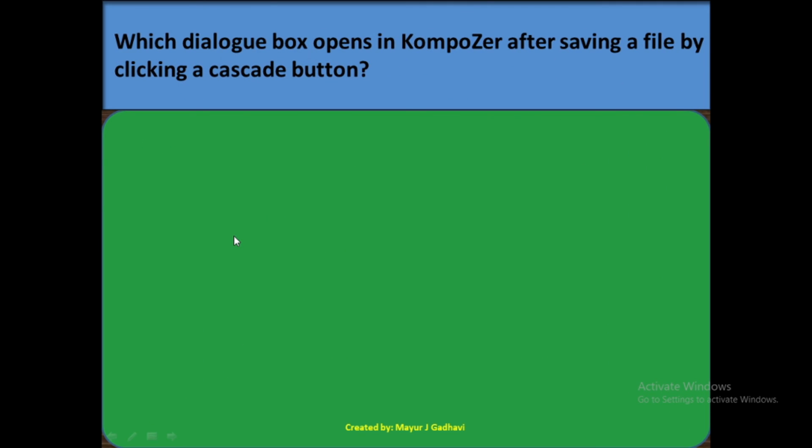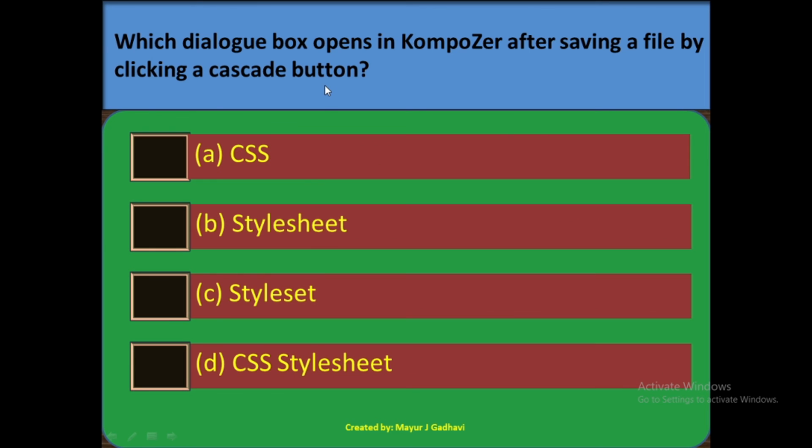Next question, which dialog box opens in Composer after saving a file by clicking the cascade button? Now we have saved our file and we are clicking on the cascade button. The options are CSS, style sheet, style set or CSS style sheet. Well, the answer is D, CSS style sheet.